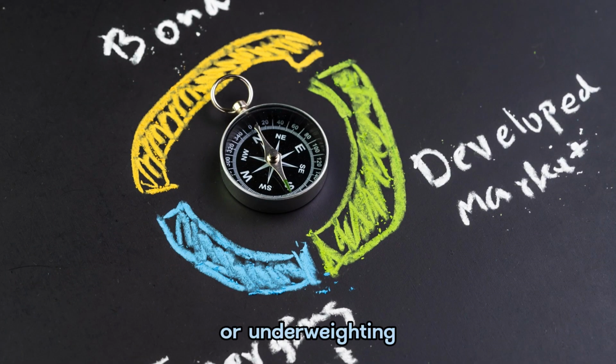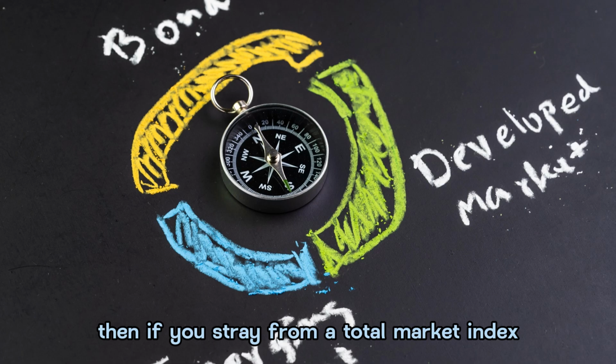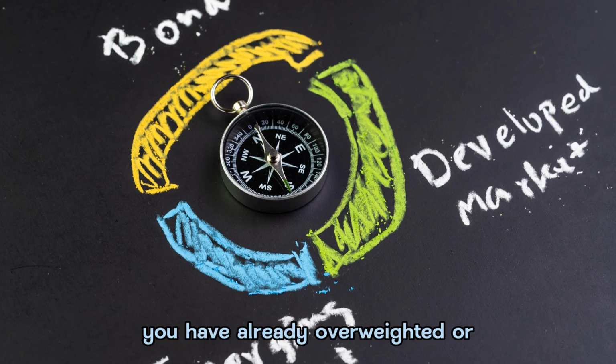Overweighting or underweighting means anything outside of the weighting given in the total market index. Since the total market index is something you could buy and own everything, then if you stray from a total market index, you have already overweighted or underweighted certain asset classes, whether you meant to or not.